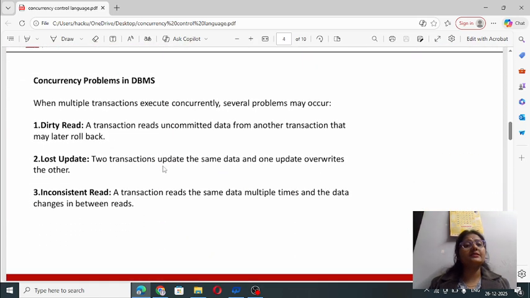Now, concurrency problems in DBMS focus on three points. The first is dirty read, the second is lost update, and the third is inconsistent read. Dirty read: a transaction reads uncommitted data from another transaction that may later roll back.